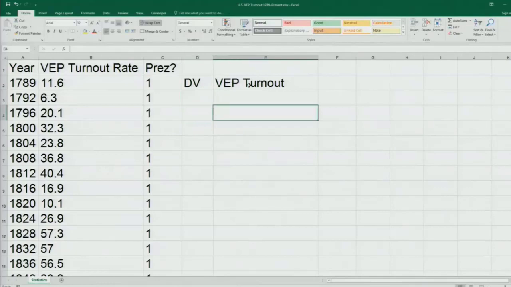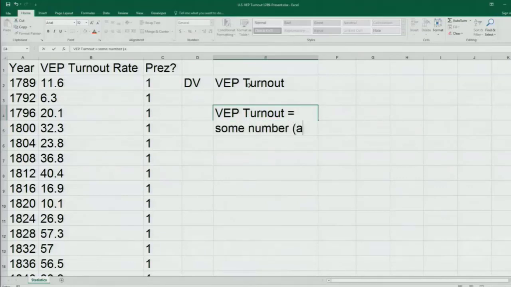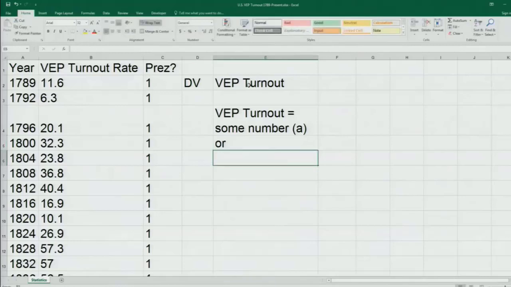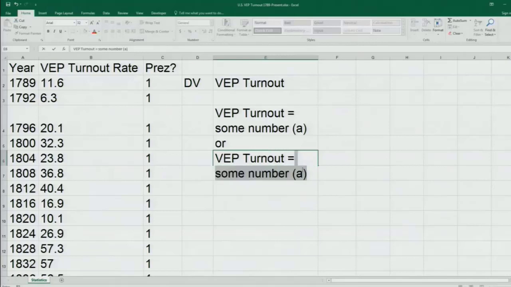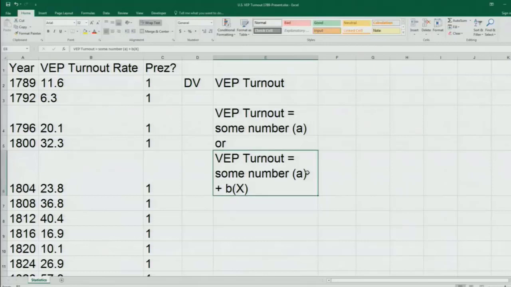It could be that the best possible prediction is just some number. Maybe we'll call it A. It's a constant. Maybe that's the best we can do. Or VEP turnout equals some number plus the effect of something else. And it's a contest. Can we introduce an independent variable that will help us understand turnout better?